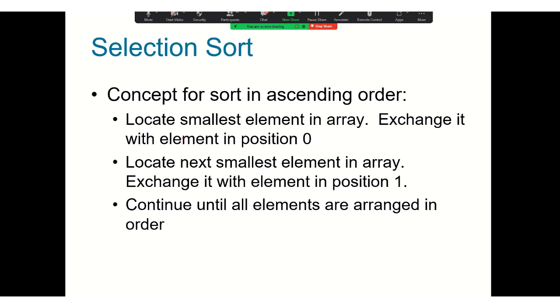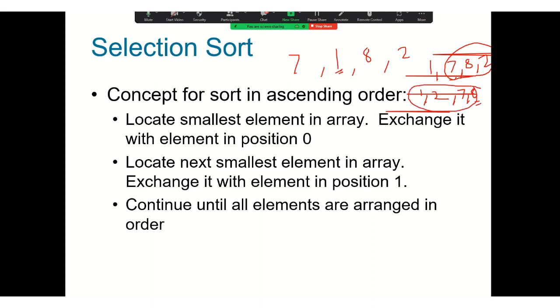So the concept of the selection sort is that you sort things in ascending order. You locate the smallest element in the array. Say you have an array like 7, 1, 8, 2. You locate the smallest element, 1, and put it at position 0. So you get 1, 7, 8, 2. Locate the next smallest element, which is 2, and put it in position 1. So 1, 2, 7, 8. Locate the next smallest element, 7. No change of position. The final element is 8, so it is sorted. This is how selection sort works.